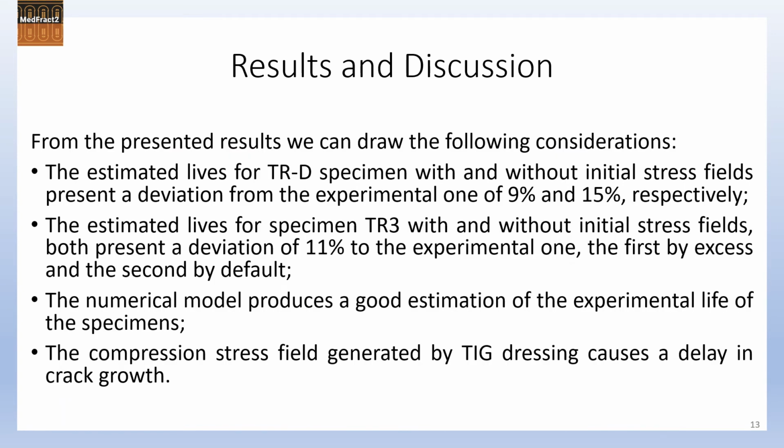From the presented results, we can draw the following considerations. The estimated lives for the TRD specimen with and without initial stress fields present a deviation from the experimental one of 9% and 15% respectively. The estimated lives for the TR3 specimen with and without initial stress fields both present a deviation of 11% to the experimental one, the first by excess and the second by default.